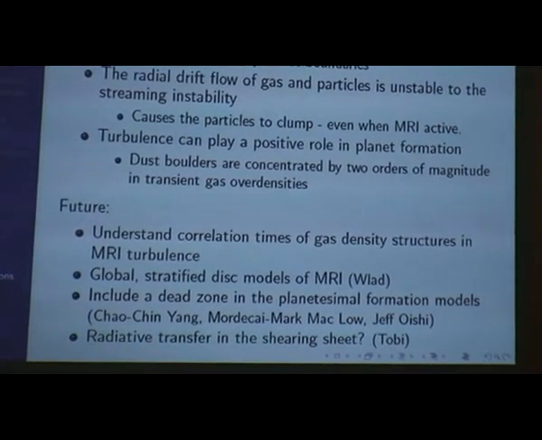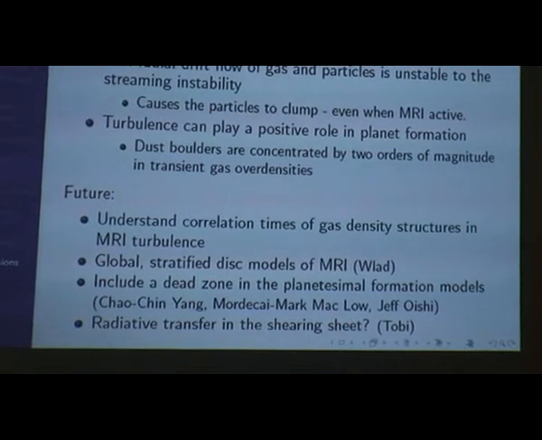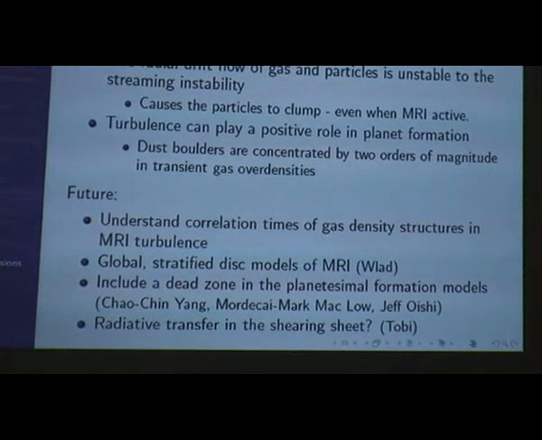And some future thing is definitely to try to understand the correlation times of gas density structures in MRI turbulence. It's not really known how long gas density structures live. In my simulations, they seem to live for like 3 or 4 orbits. In other simulations, like what Forman and Nelson have been showing, they seem to be living for 100 orbits. So it's really not known.